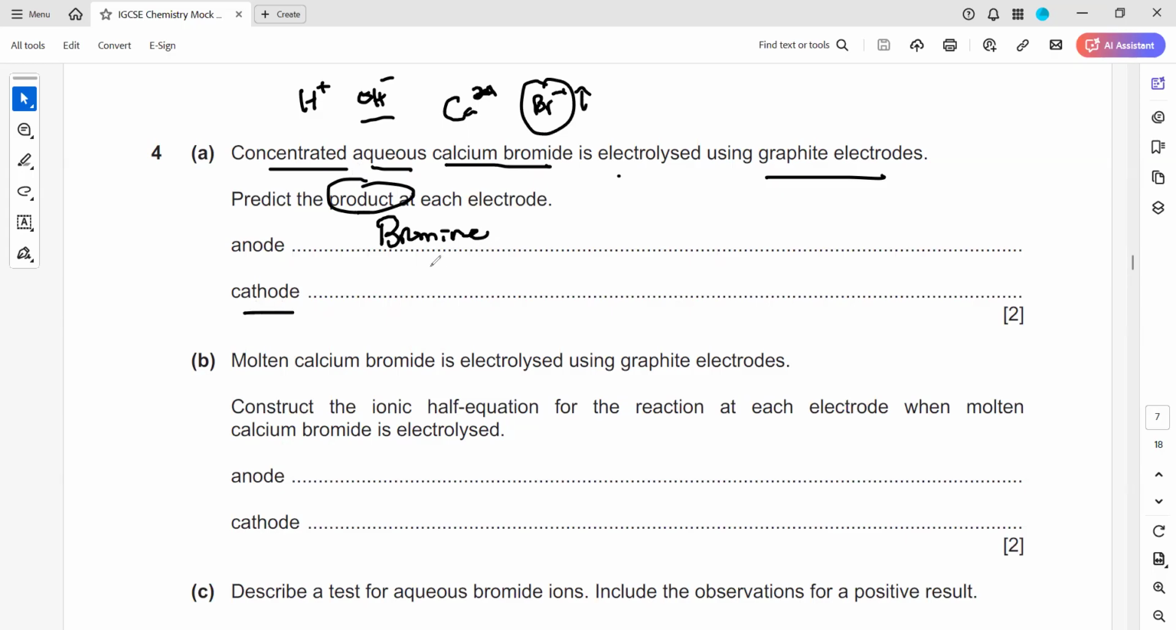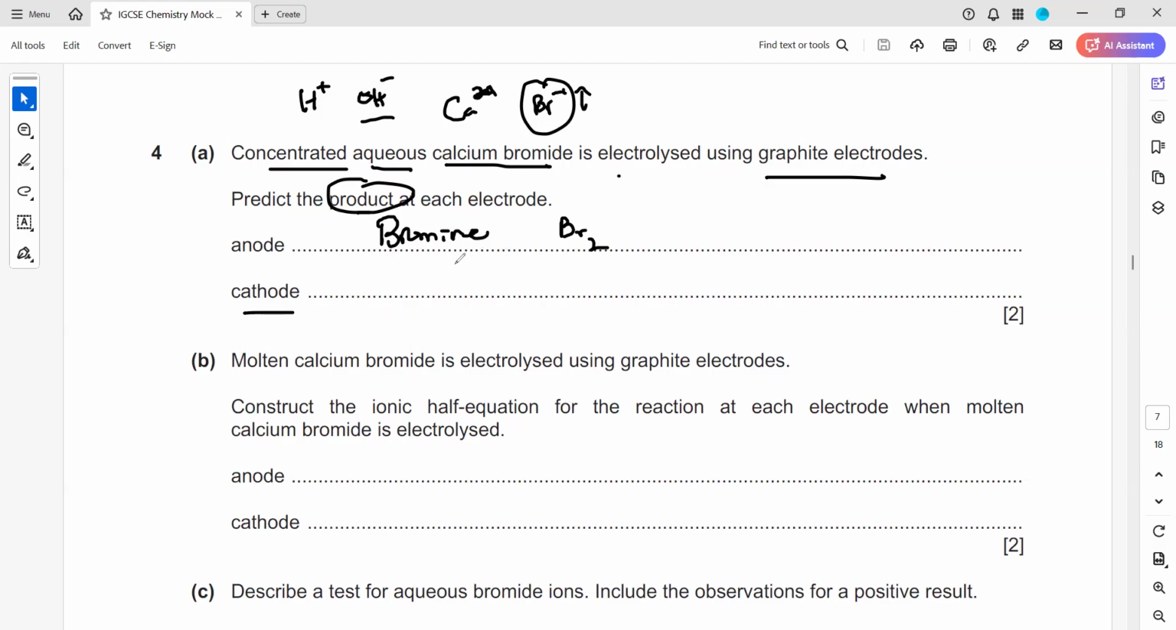At the cathode, what will happen? Which will move towards it? What if we write only Br? Predict the product. You have to state it. I can write Br2. If you want to write a chemical formula, then bromine is Br2. If you write Br, that is wrong.